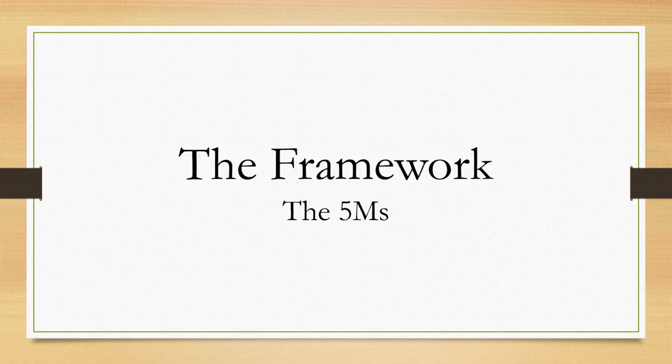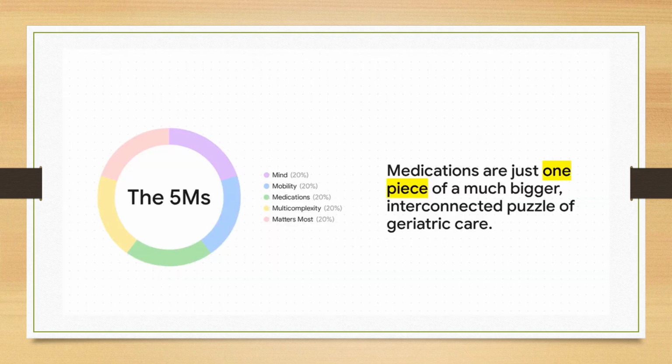Now, with something this complex, you can't just wing it. You need a framework, right? A mental model to kind of hang your thoughts on, a way to make sure you're looking at the whole person. And that is exactly where the 5 M's framework comes in. And here it is, the 5 M's of geriatric care. You've got mind, mobility, medications, multi-complexity, and what matters most.